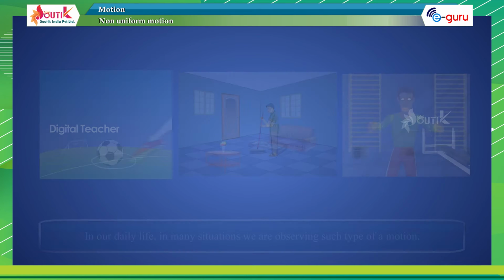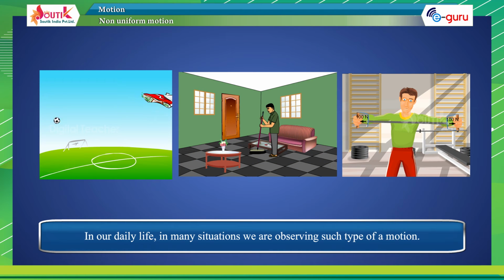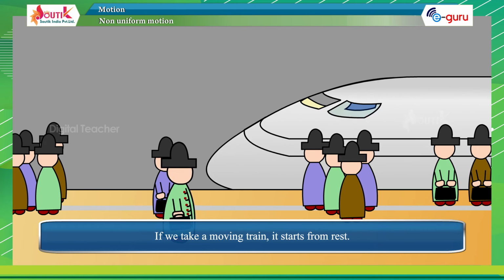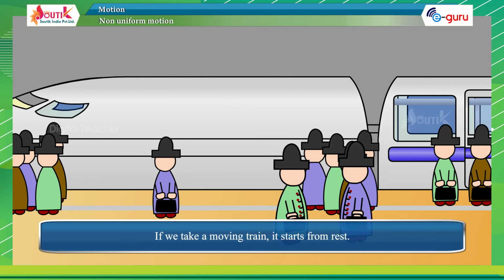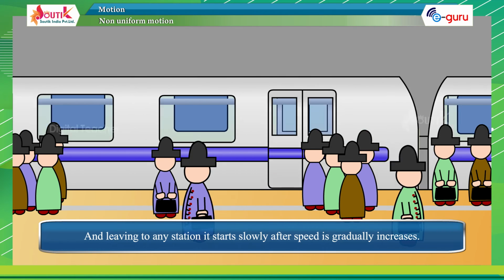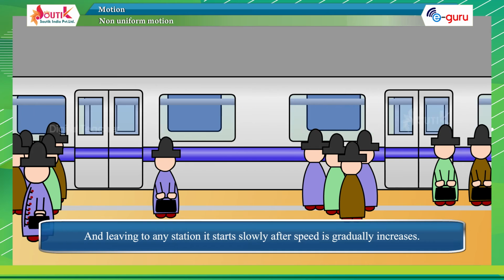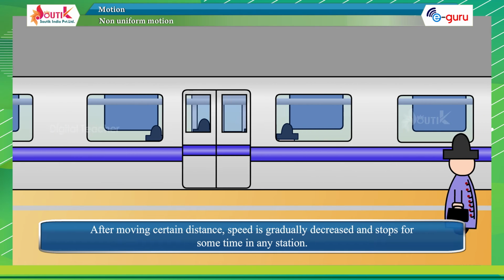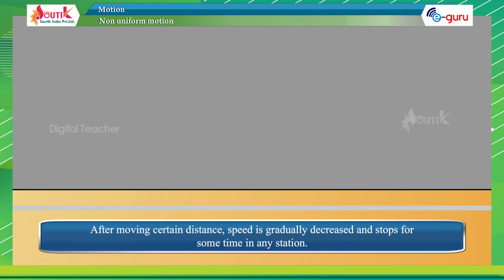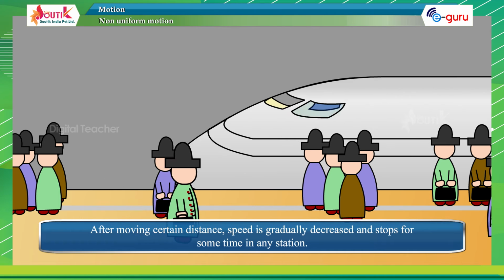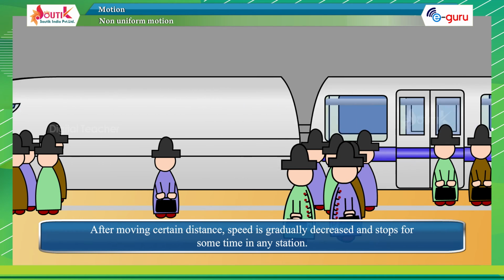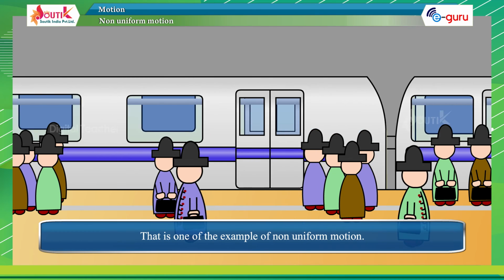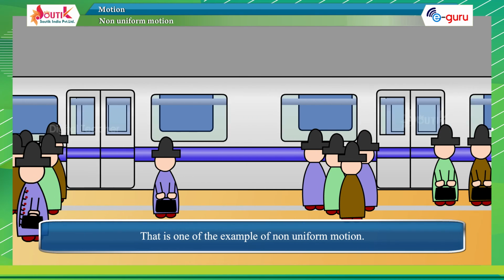Non-uniform motion. In our daily life, in many situations, we observe this type of motion. Take a moving train. It starts from rest, leaving a station, it starts slowly and its speed gradually increases. After moving a certain distance, the speed gradually decreases and it stops for some time at another station. That is one example of non-uniform motion.